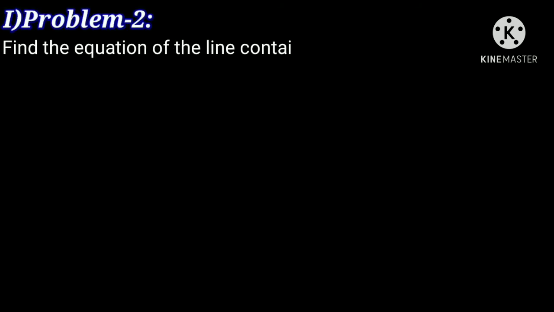Section 1, problem number 2. Find the equation of the line containing the points (2, minus 3) and (0, minus 3). This is our given problem. In this problem, we have to find the equation of a straight line by using the given 2 points. Now, we have to solve the problem.